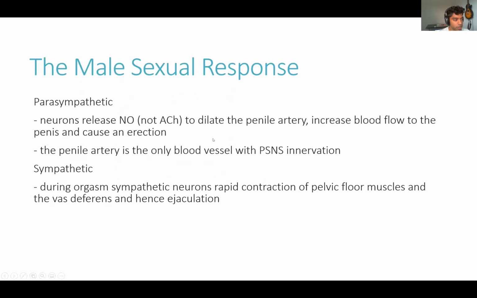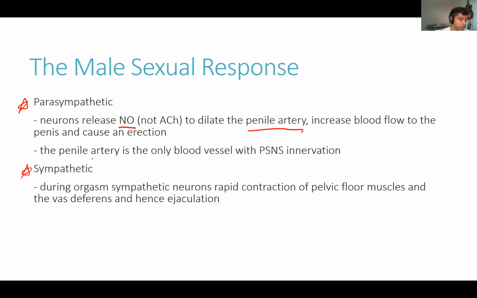In terms of the male sexual response, it uses both the parasympathetic and the sympathetic nervous system. The parasympathetic nervous system will release nitric oxide, not acetylcholine, as usually happens. It dilates the penile artery, increasing blood flow to the penis and causing an erection. The penile artery is the only blood vessel with parasympathetic innervation. The rest are all sympathetic.